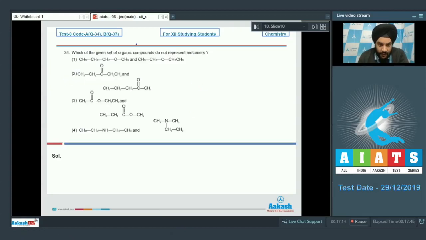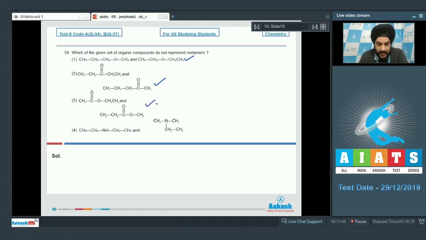Question number 34. Which of the given set of organic compounds do not represent metamers? So if you look at option 1, students, both of them are ethers, and the alkylation around the oxygen atom is different in both these cases. So they represent metamers. If you talk about the second option now, these are ketones. In these ketones also, the alkylation around the carbonyl group is different in both these compounds. So they also represent metamers. If you talk about the third option now, these are esters having different alkylation around the ester group. So this is also correct, students.